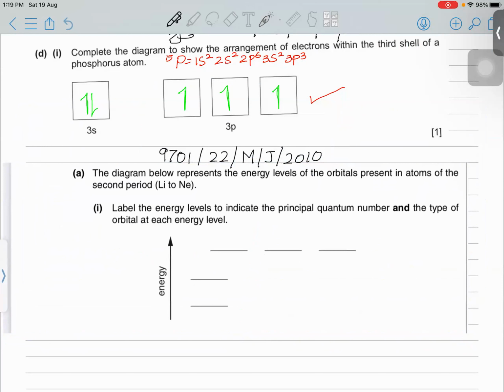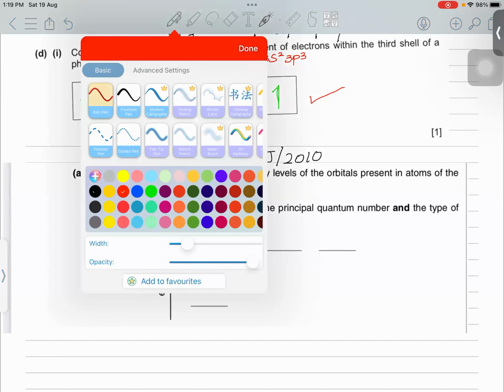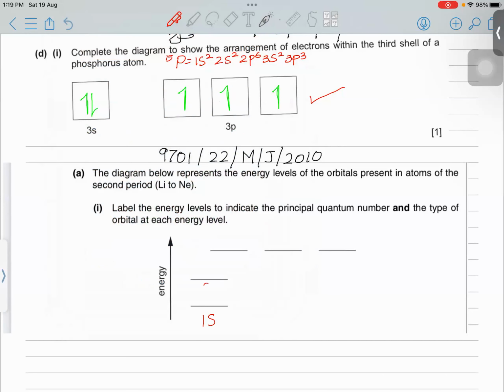This is from lithium to neon, right? The diagram below represents the energy levels of the orbitals present in the atoms of the second period. So all belong to the second period. You know that we have 1s2, 2s2, 2p6, right? So this is 1s2, 2s2, then 2px, then 2py, then 2pz.